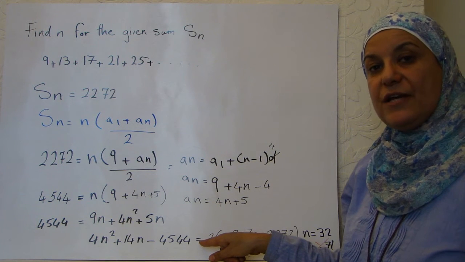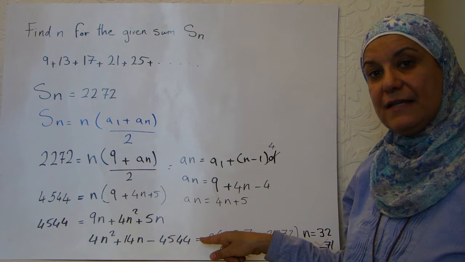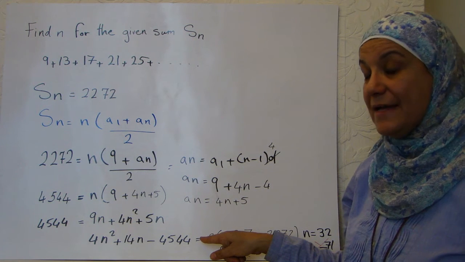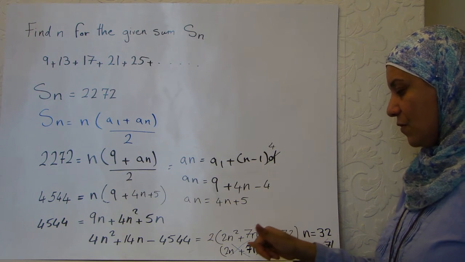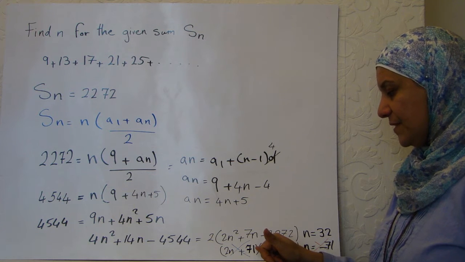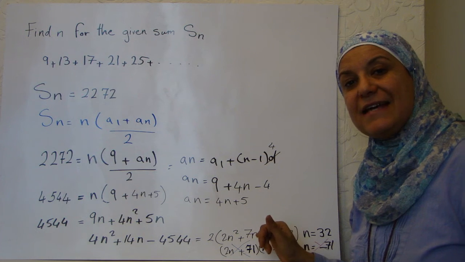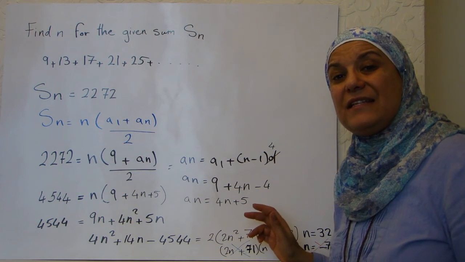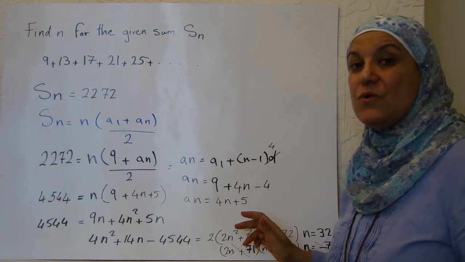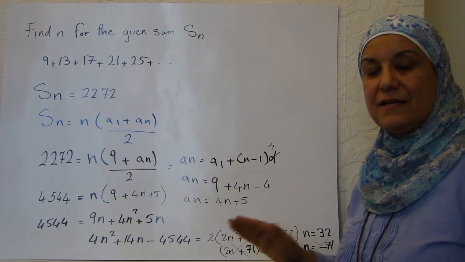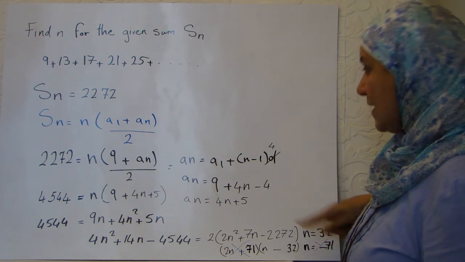In order to solve an equation, what do you need to do? You need to put it equal to 0, and then you put it in your calculator and find the 2 answers. The 2 answers you're going to get are either n equals 32 or n equals negative 71. See this negative? It means you're going to have a negative answer. Can you have a negative number of terms for n? You can't. So this answer is cancelled. The only answer I'm going to have is n equals 32, and that is my answer.